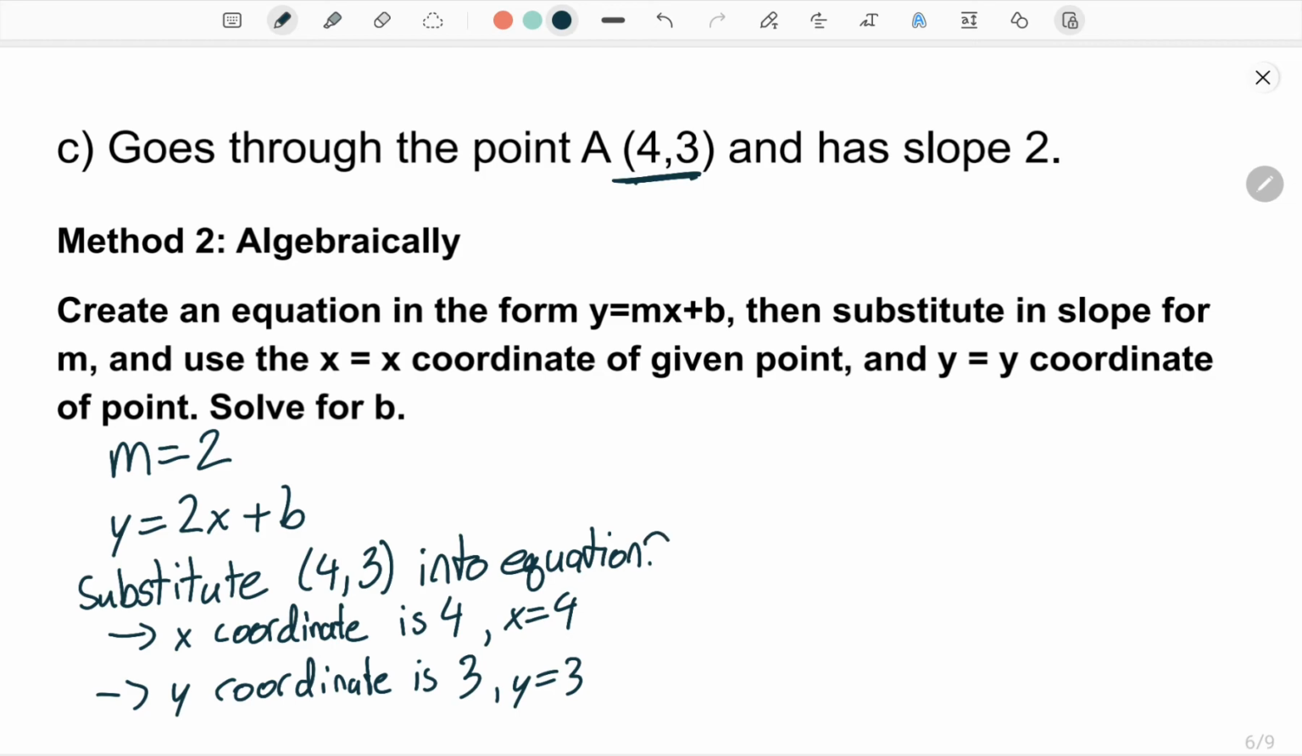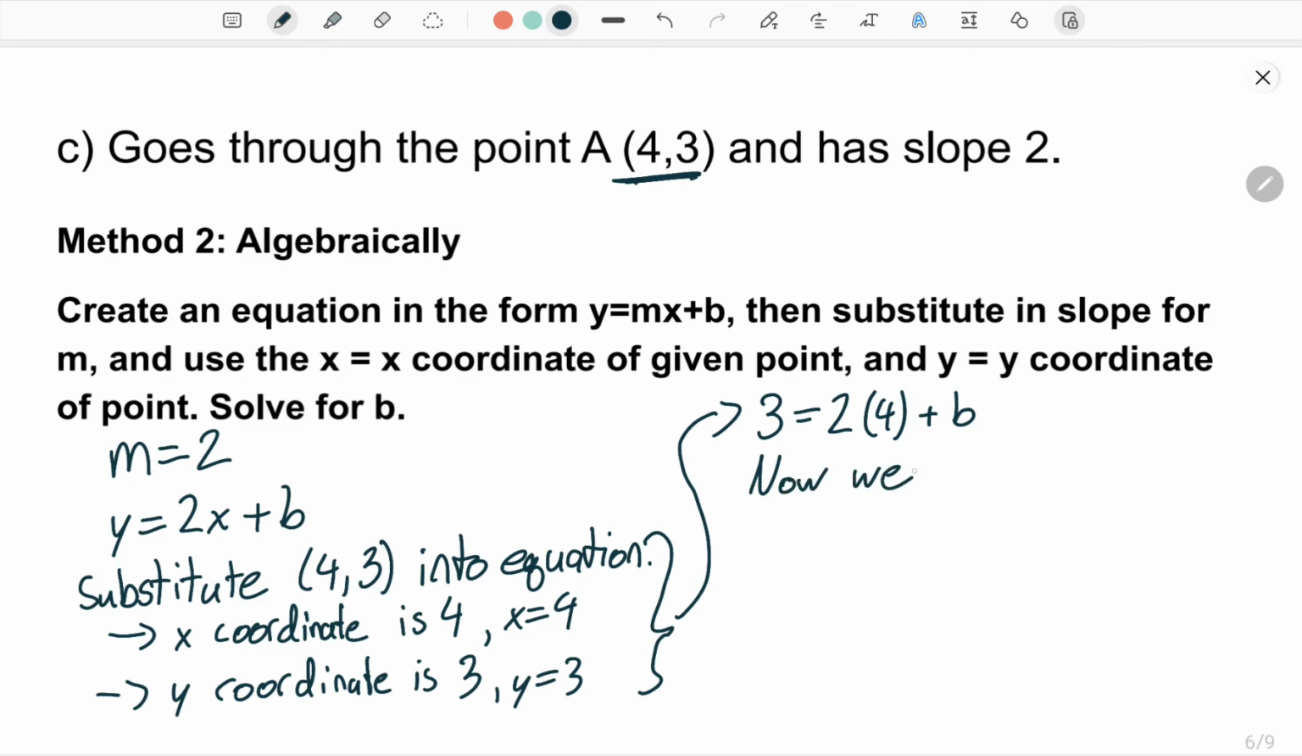Why does that matter? Well, when we substitute that into the equation, where we see y, so at the front, y is normally there, but now instead of y, we can replace that with a 3. Continue writing out the equation, so 2x, where x is, now we replace that with a 4. So 2 times x becomes 2 times 4, plus b. We still don't know what b is, but it's just some unknown number. All right, but now we can solve for b.